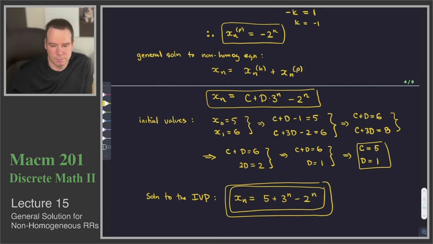Now, before we get to the general statement of this method, which I want to talk about, the general statement of what the method is we've just done for these last two examples, and then do one more example using that general method, before we get to that, I just want to show you that you can check your work. You can check the solutions to these recurrence relations.